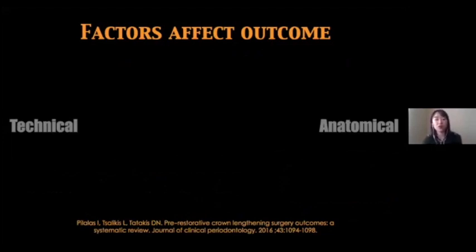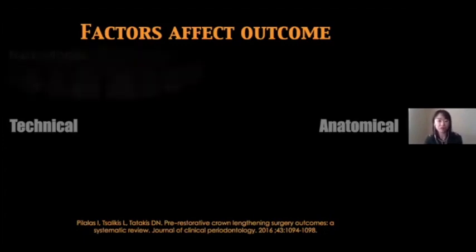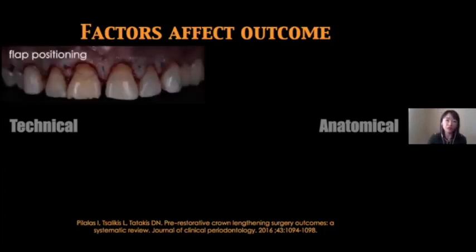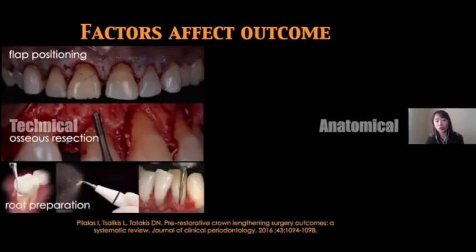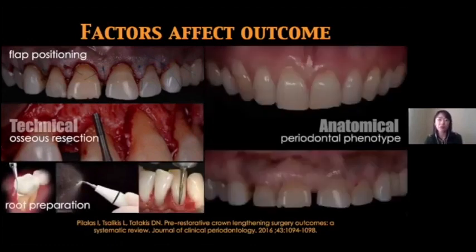There are basically 2 types of factors that affect the outcome and the healing period. One is technical, another is anatomical. The technical factors include flap positioning, osseous resection, as well as root preparation. And the anatomic factors mainly refer to the periodontal phenotype, which is also called periodontal biotype.